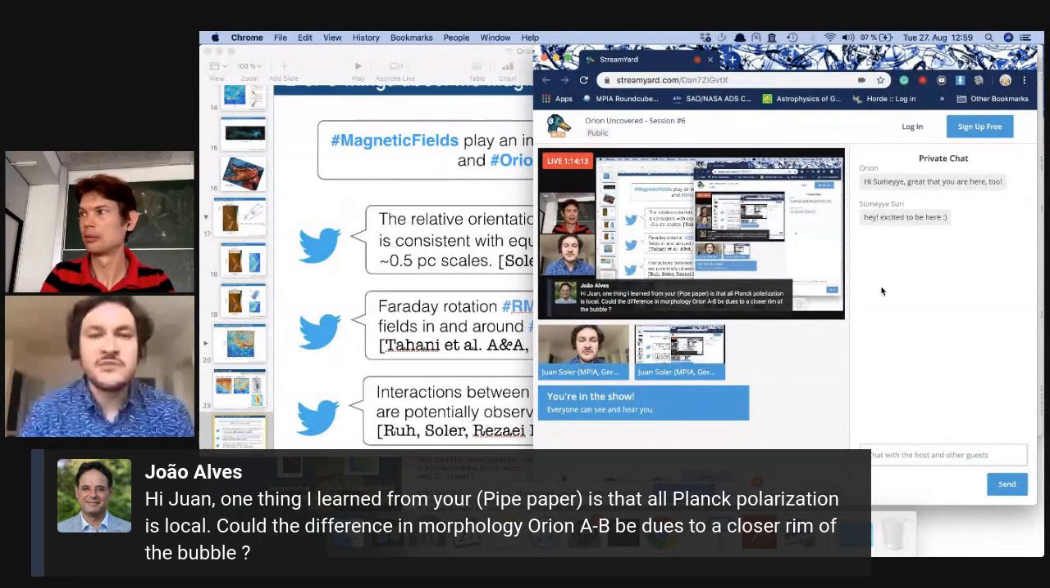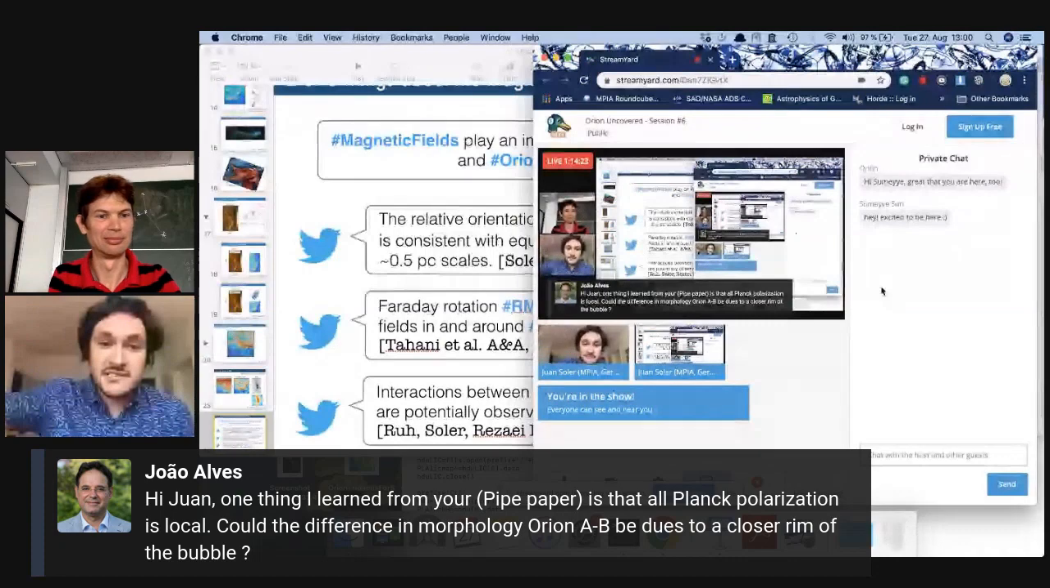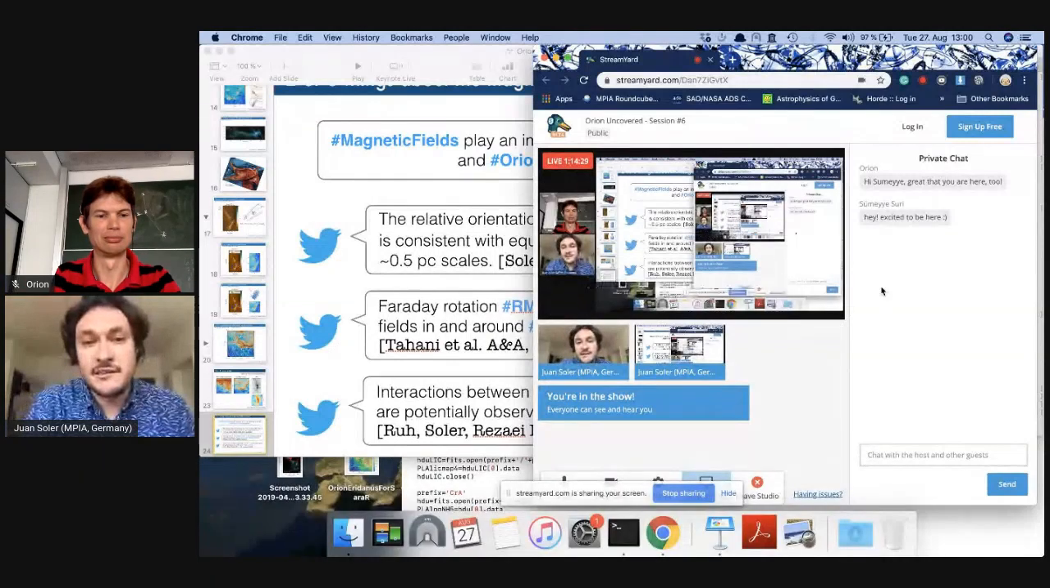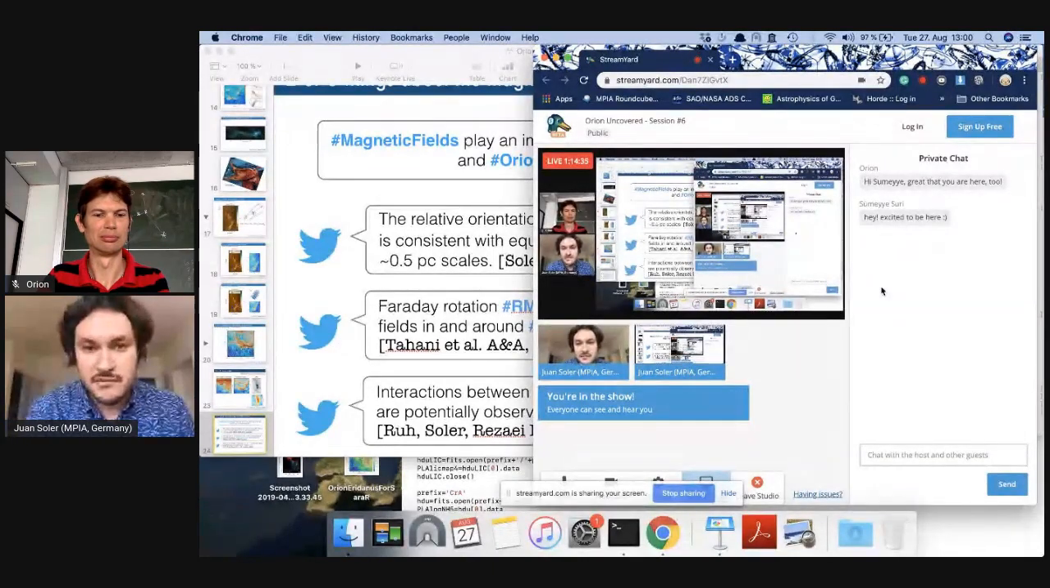That is actually very possible. So it's a good point that Joao is raising. So part of my cooperation with Sarah is understanding that 3D structure. So Orion B is much higher, so it can be seeing a larger background. So that can be possible. Although these are pretty high galactic latitude clouds, so there's not so much dust behind them. But it is a possibility.